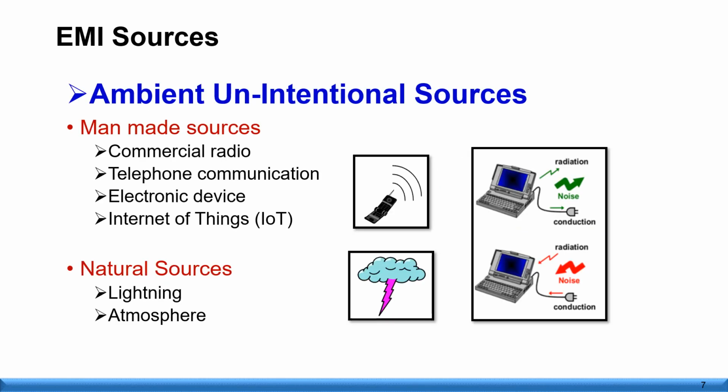Next will be the EMI source. You can see from here the human-made sources are commercial radio, telephone communication, electronic devices, IoT devices. All these are devices that can transmit signals, so they have radiation. You can see from here a telephone that can radiate. And this is the natural source, like lightning and atmosphere. The lightning has EMI that can affect any electronic device as well.